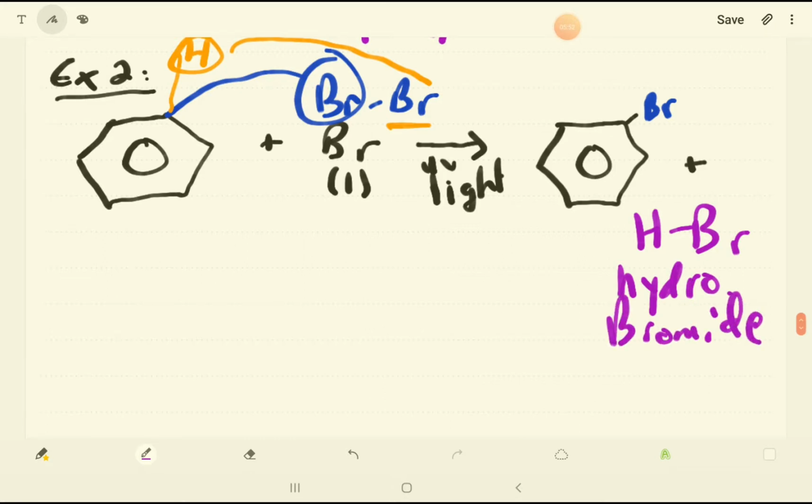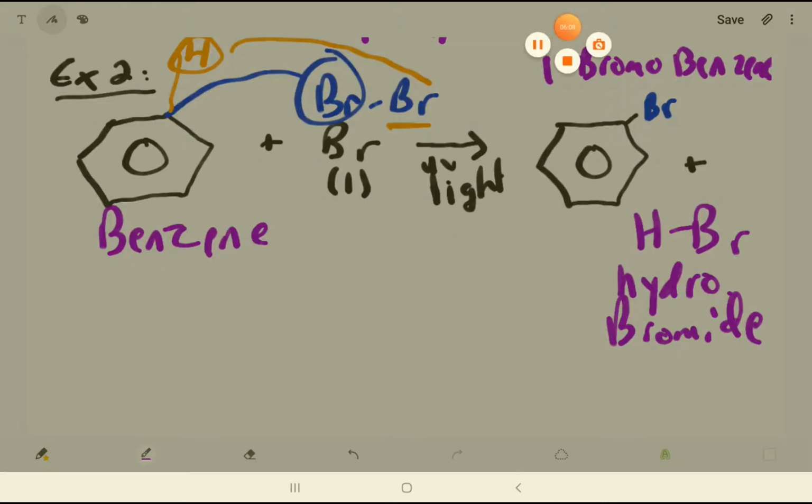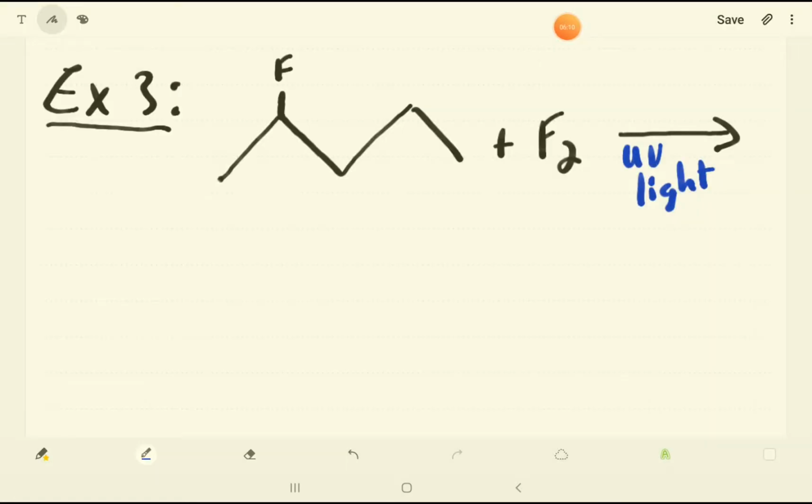Okay, and the name for this one, so we went from benzene to 1-bromobenzene. All right, let's look at one more example. Now in our third example here, I tried to do it a little bit different. We got the catalyst, we didn't forget this. Here is our halogen, right? It's fluorine. And so that's a fluorine to a fluorine.